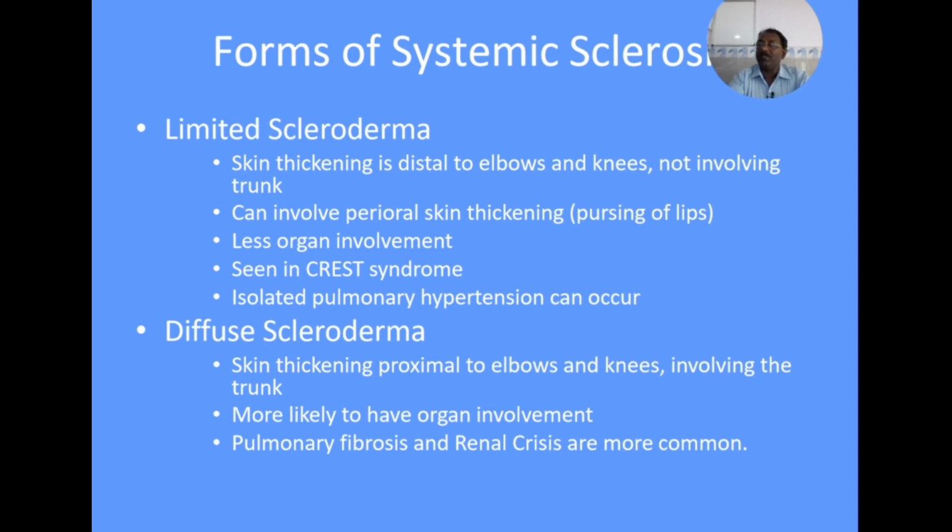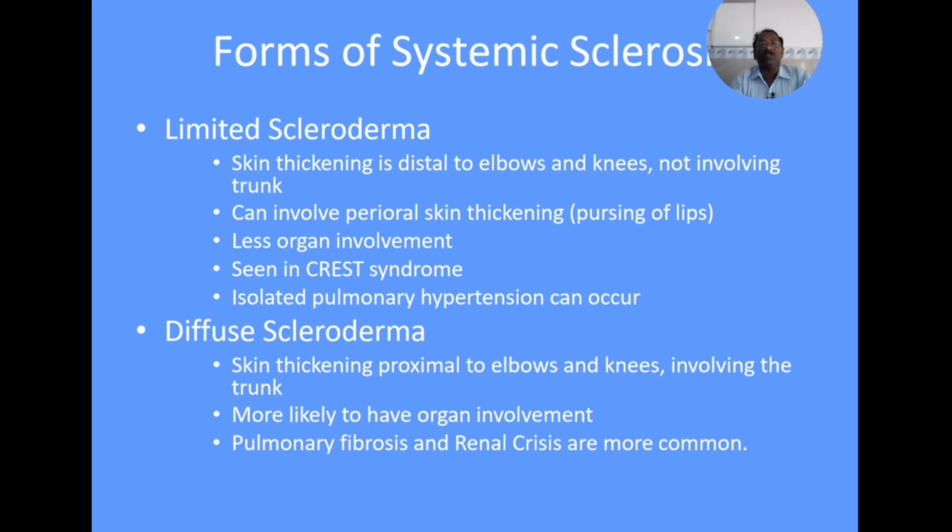You have two types of systemic sclerosis. One is limited scleroderma and the second one is diffuse scleroderma. Scleroderma is mostly about the dermatological manifestations, whereas in systemic sclerosis you will have both the dermatological manifestations as well as internal organ involvement.